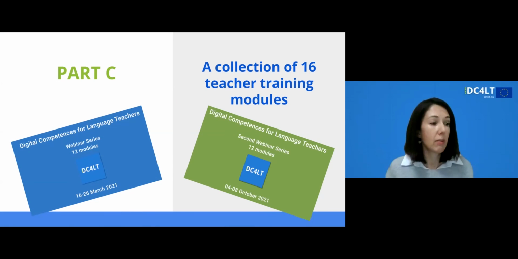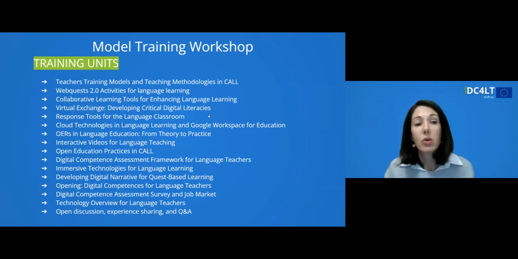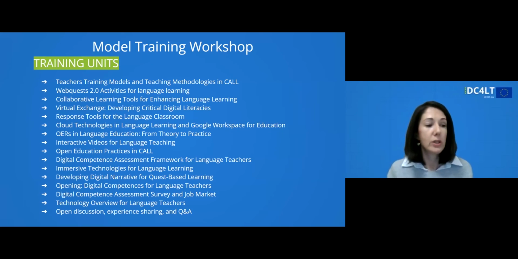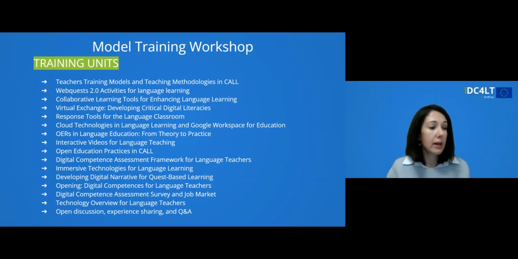I move now to the final part of the guide, which is a collection of 16 teacher training modules or units. The model training workshop consisted of 16 units, as I said, which you can see here on your screen, and it was offered in 2 rounds. The first round took place in March 2021, and based on the feedback we obtained from the participants, as well as our own self-reflection on each of the sessions, the second round was developed, which took place last October.